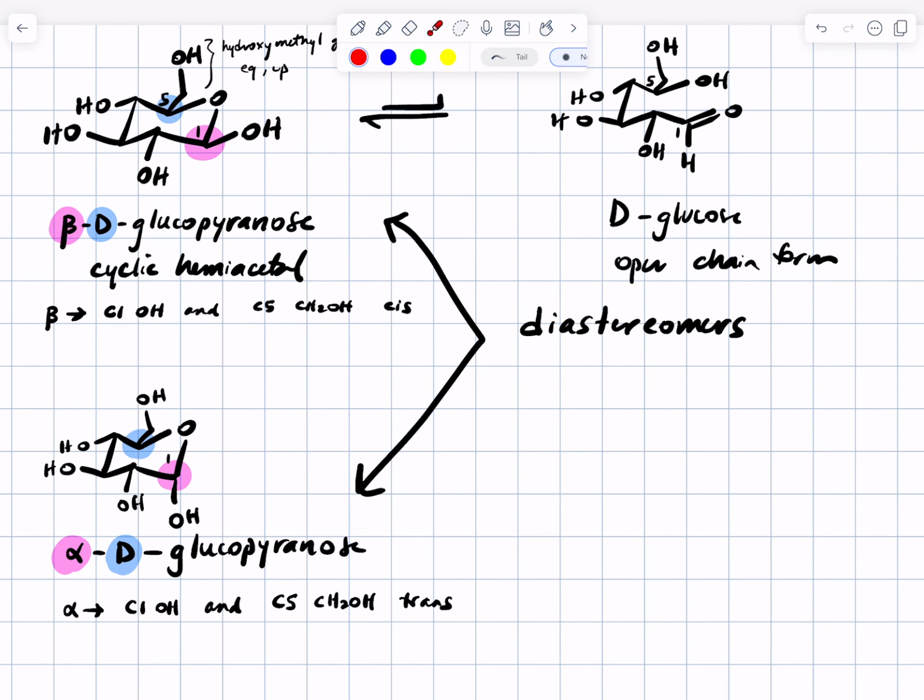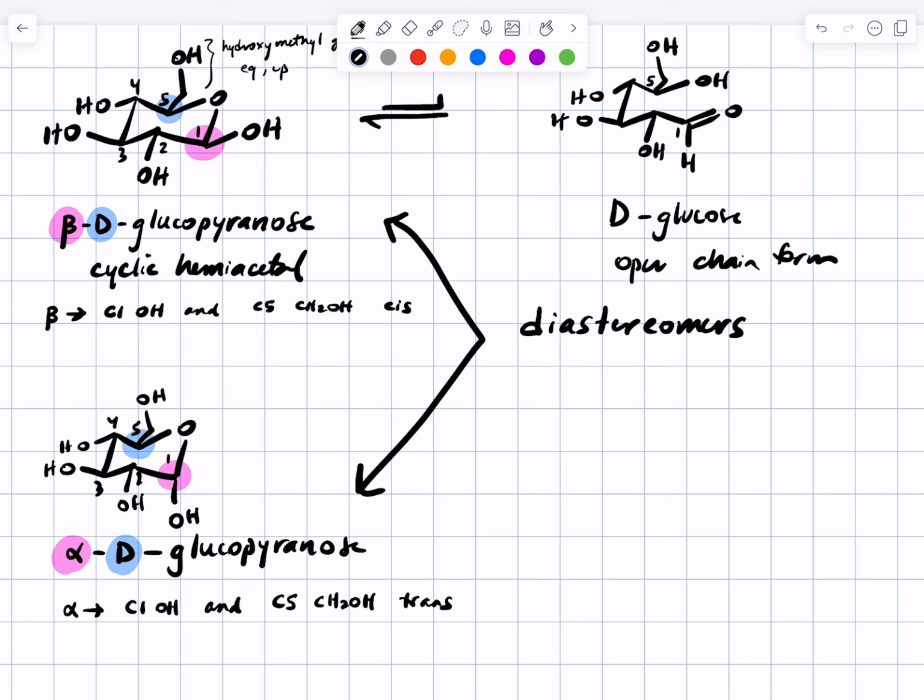If it's a different configuration, wouldn't the other OHs, other hydroxy groups, be differently arranged? No, not necessarily. I'm referring to the different configuration at C1 and only at C1. So stereochemistry at C2, 3, 4, and 5 remains the same.